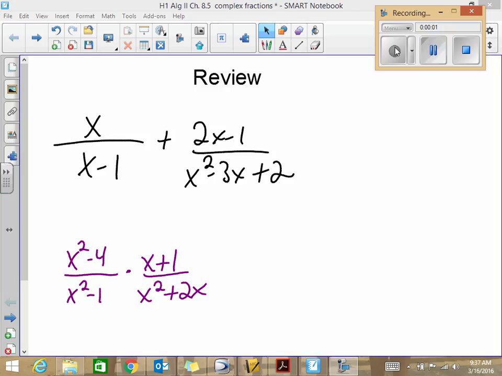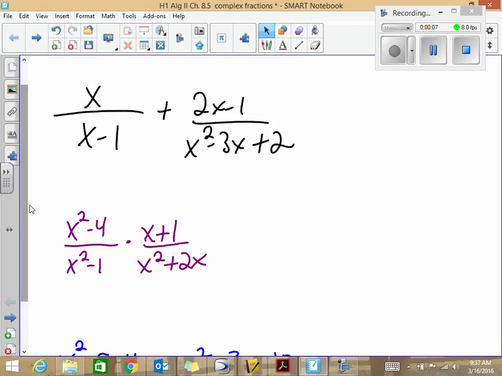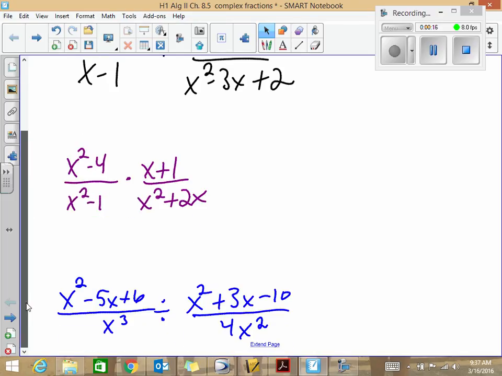We're going to review. What I've put up here is one of each type of problem, so go ahead and solve each one. The first one's addition, subtraction, so you need your common denominator. Next one's multiplication, so you just simplify it and cancel. Next one is division, so change it to multiplication, flip it, and cancel. So go ahead and do that.